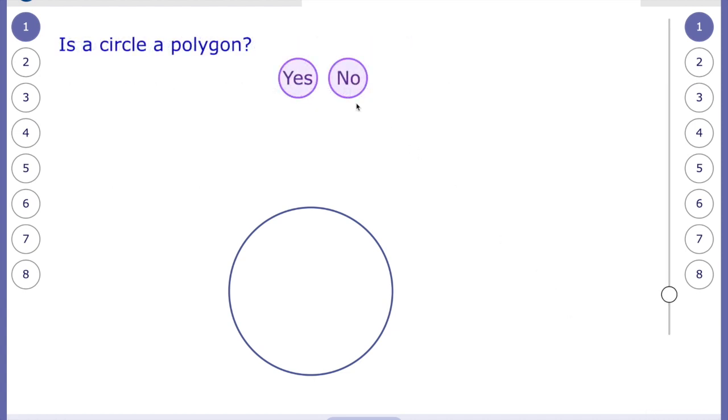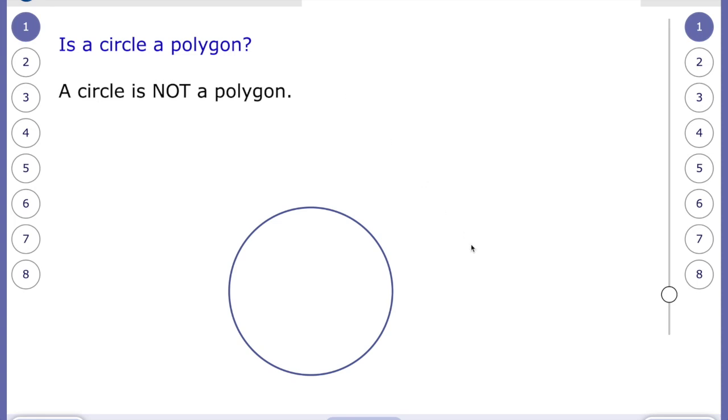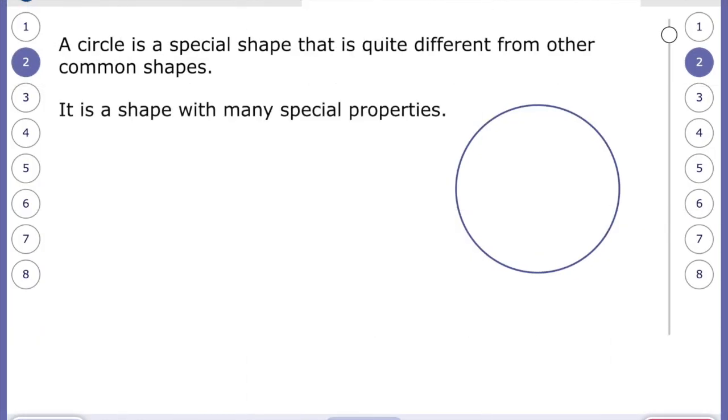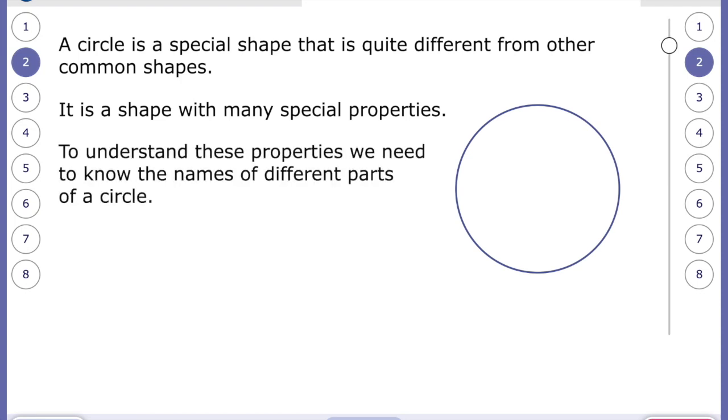So is it a polygon? Yes or no? It is not a polygon. A polygon is a 2D shape formed with straight lines that join up. So a circle cannot be a polygon. It's different from any other common shape, and it has many special properties.